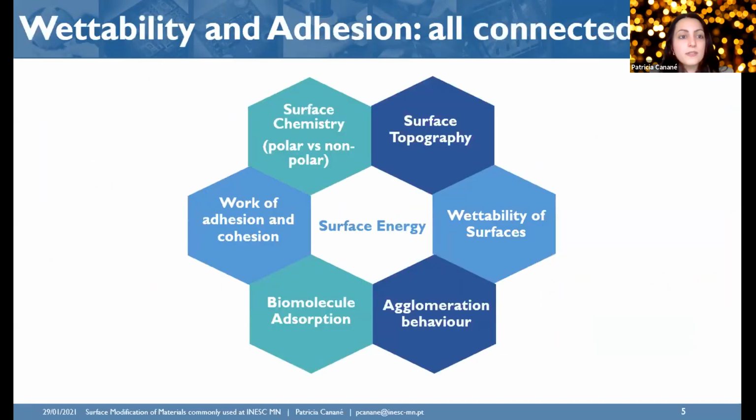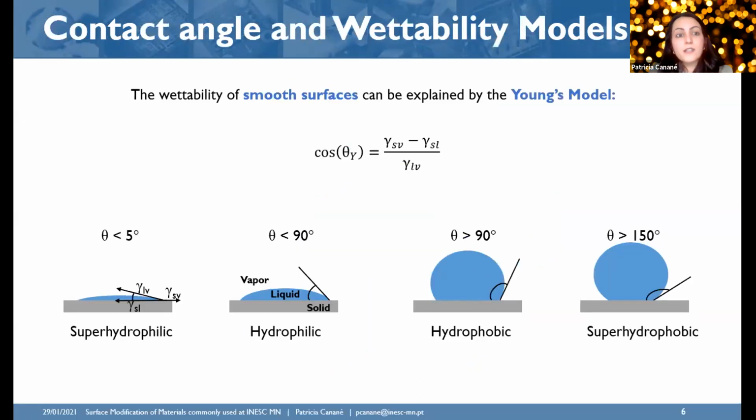So why is wettability important to assess? Wettability is highly related to adhesion and cohesion forces, as well as other phenomena at the surface level, by surface energy. So if we alter the surface chemistry by adding polar or non-polar groups or by altering the surface topography, we immediately alter the wettability, which is very easy to assess by measurements of contact angle. To understand contact angles, we need to understand the wettability models that explain this phenomenon.